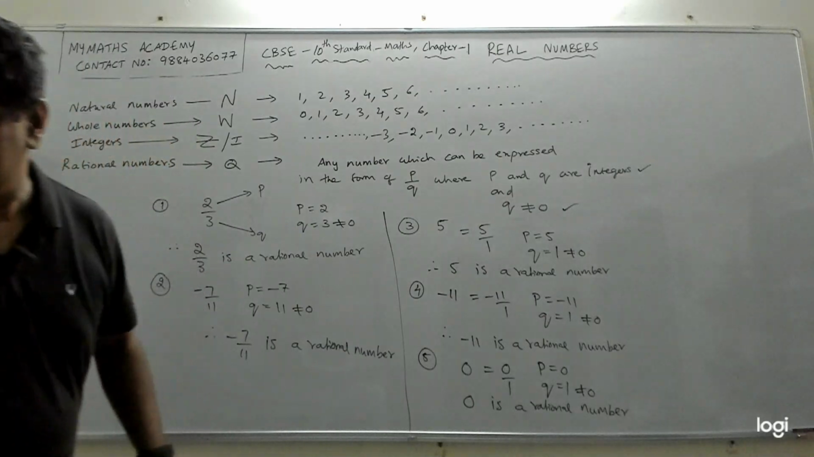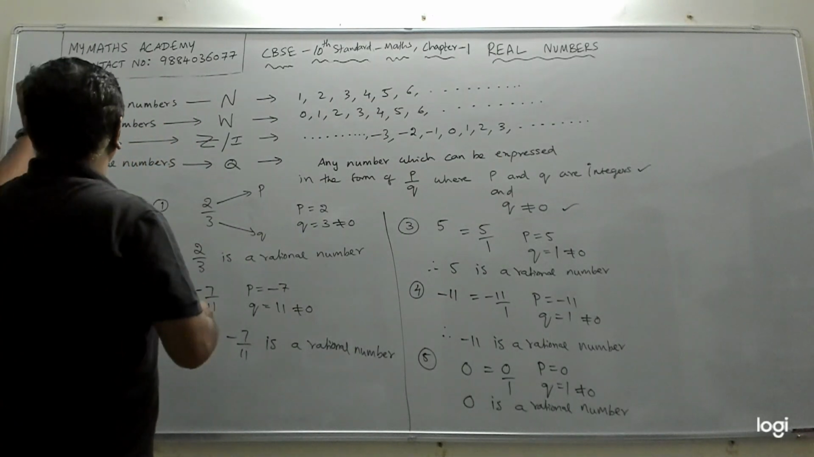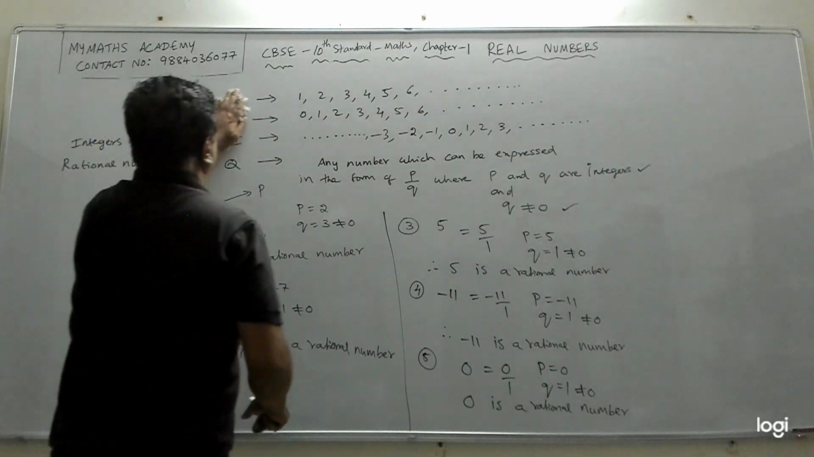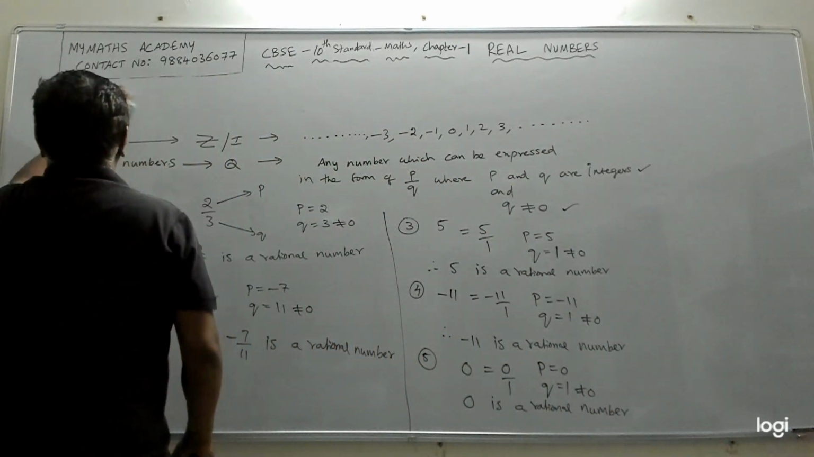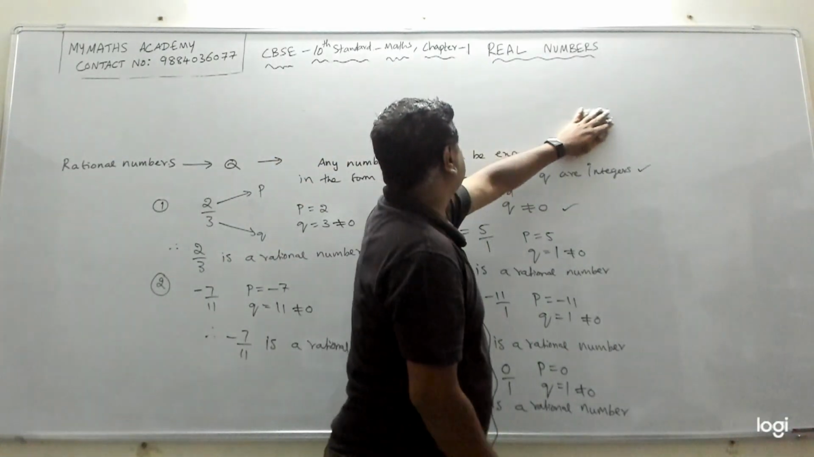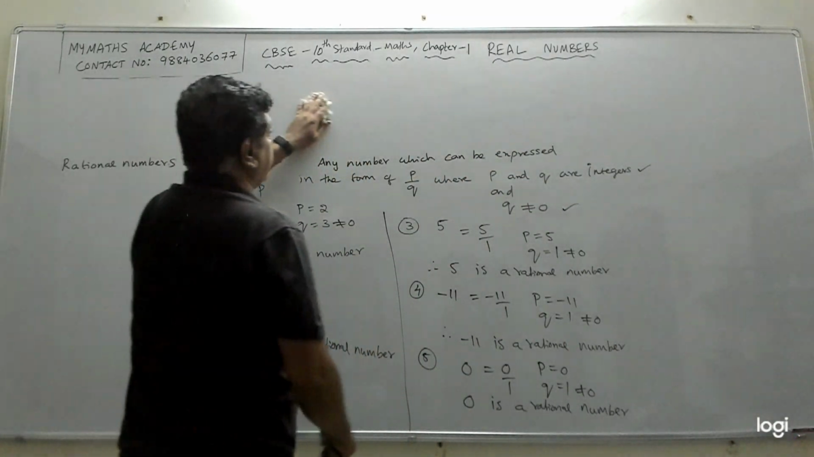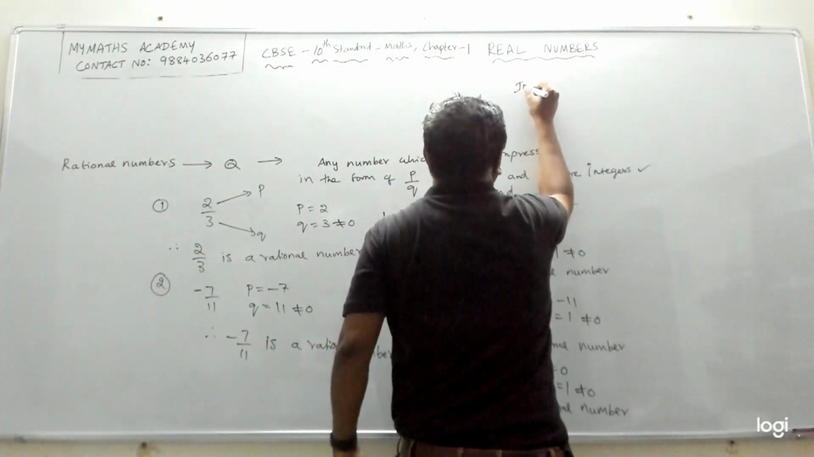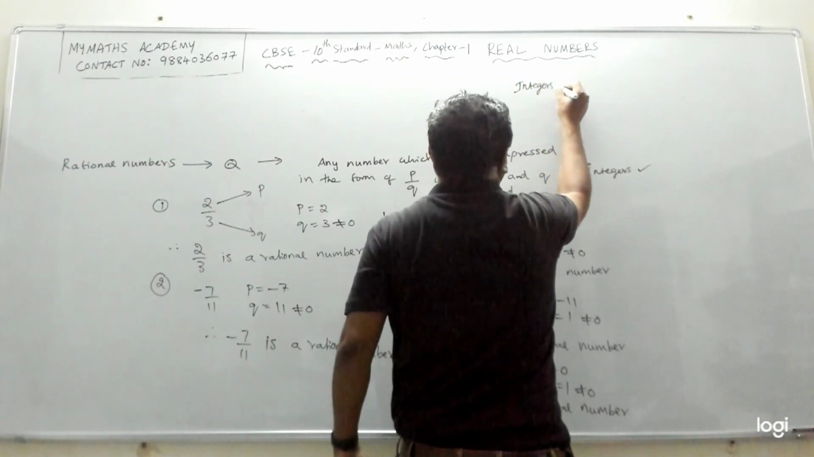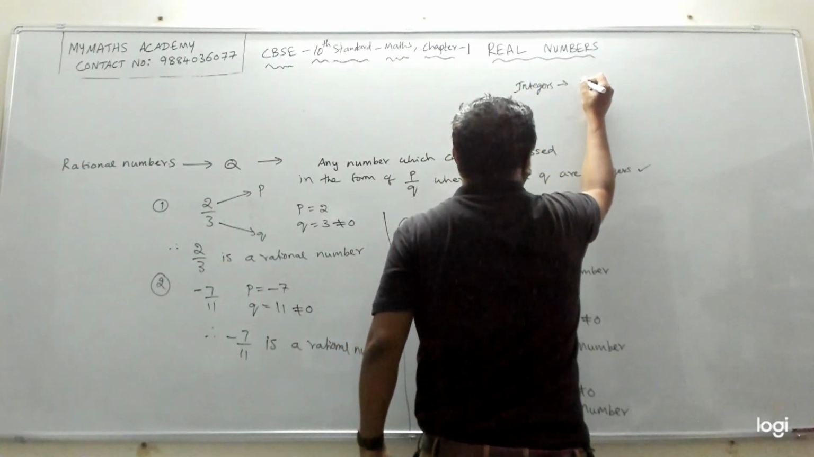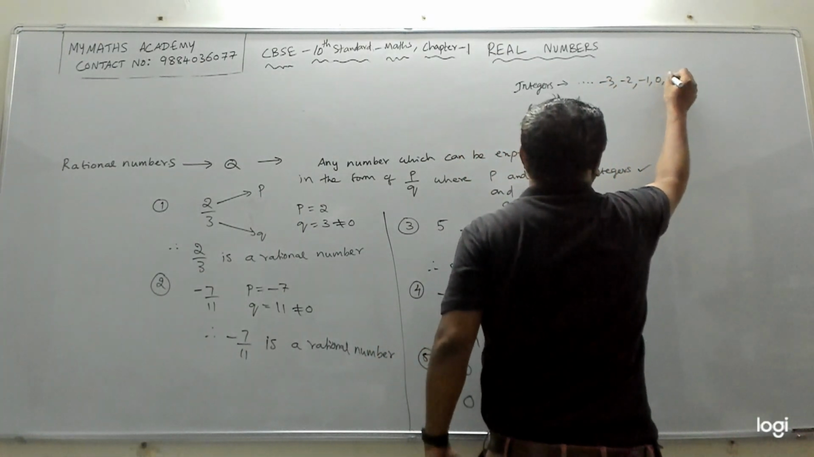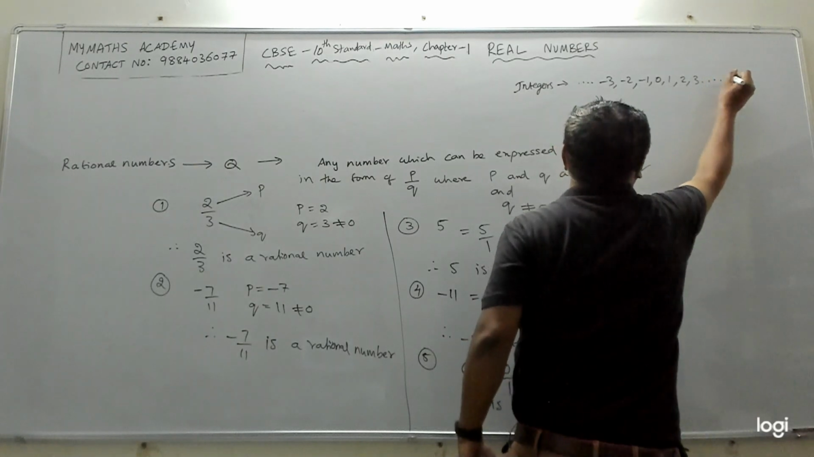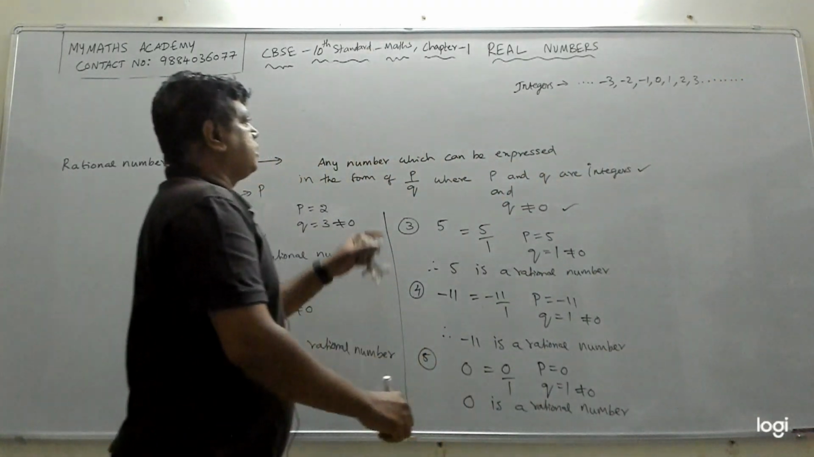Clear? Now, we will take some more examples. Let me erase these two. Let us erase this also. I will write the integers here just for our reference. Integers are from dot dot dot, minus 3, minus 2, minus 1, 0, 1, 2, 3, dot dot dot. The dots go on. So these are integers.